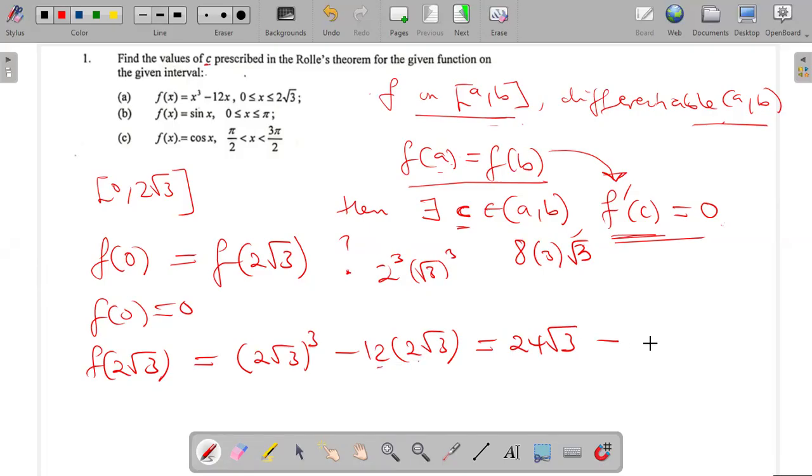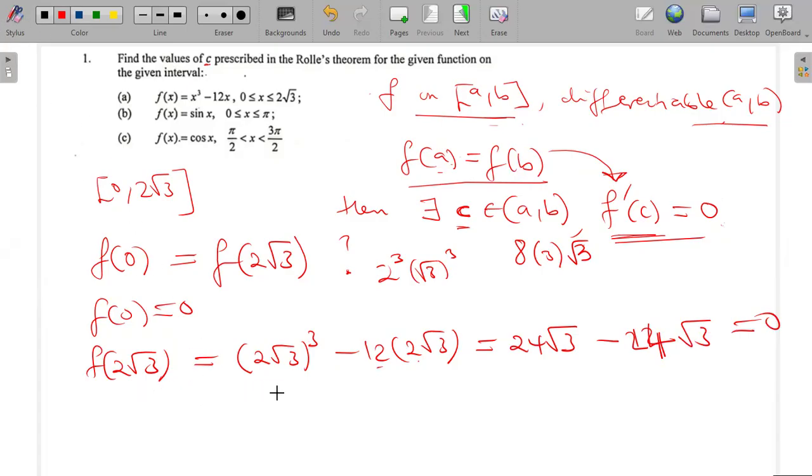Here also, this will just give us 24. That will be 24, then of course root 3, and this gives us 0. Okay, so we've checked this other one. So we know now that f of 0 is equal to f of 2 root 3. So this constant c must exist, and of course this here is what is true.